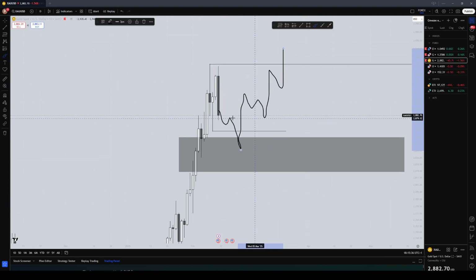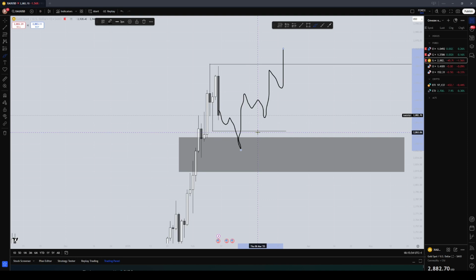So it is my scenario for this week. Of course, if price will ignore weekly imbalance and this daily liquidity, it will be information for me that price wants to make a correction lower. That's also information that maybe I should change my daily bias. But at this moment, it's still long.